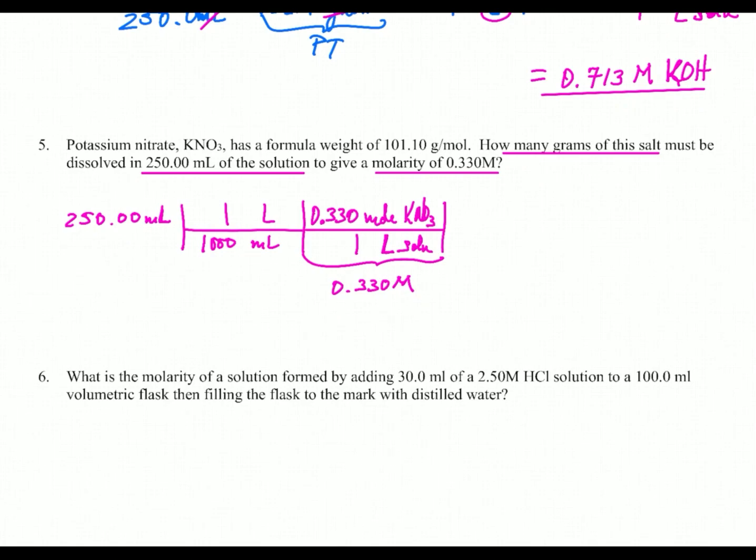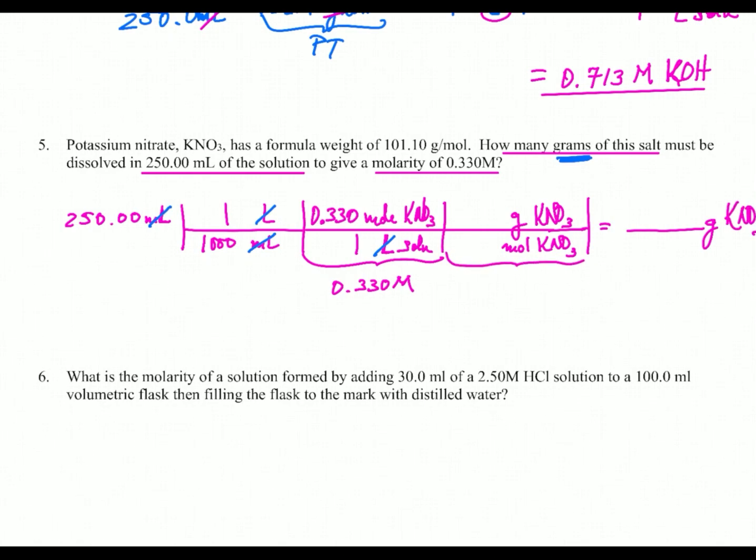Alright, so let's see how we've done so far. We've gone from milliliters to liters, and then from liters to moles. We're supposed to be finding grams, so we need to keep going. And now we need to do this one more step to go from moles of KNO3 to grams of KNO3. Moles on the bottom so it'll cancel, grams on the top because that's the unit we want for our answer.